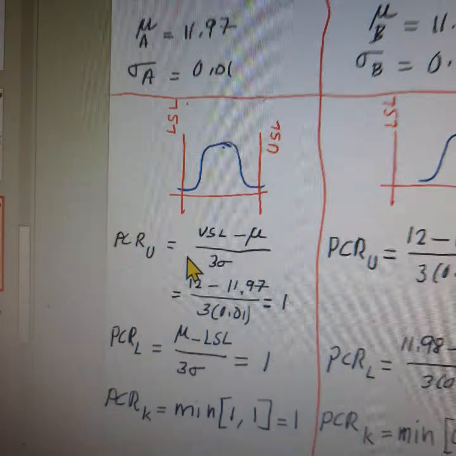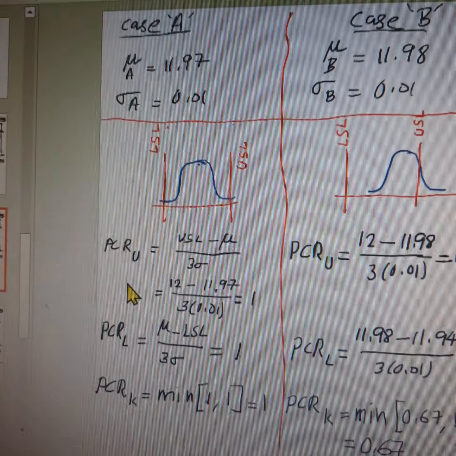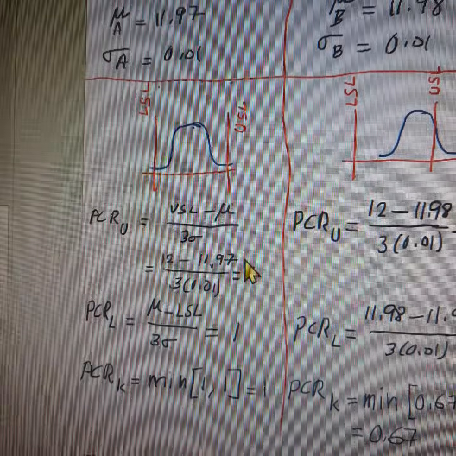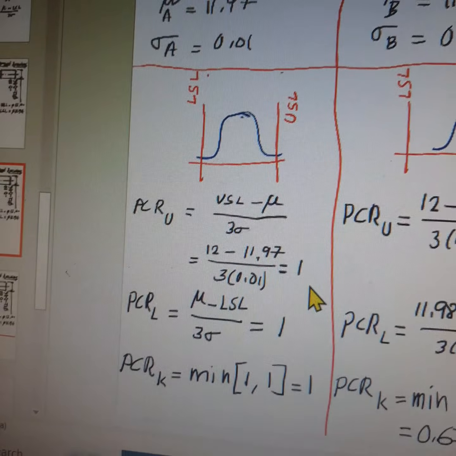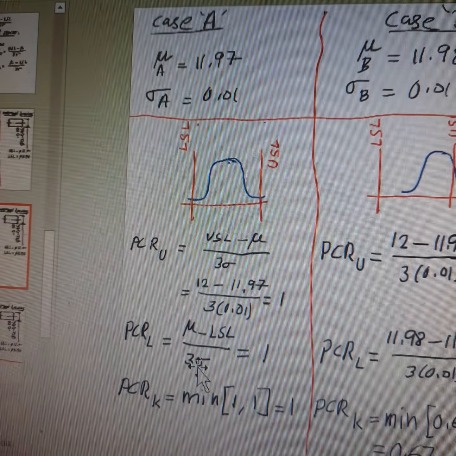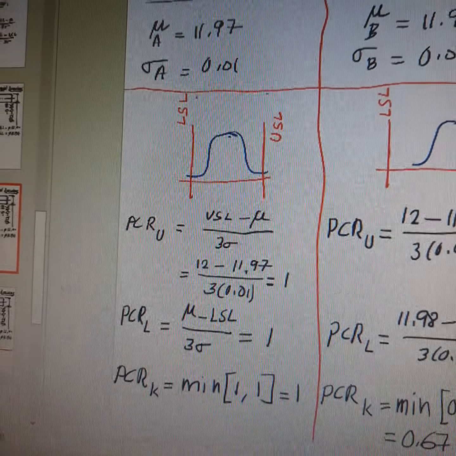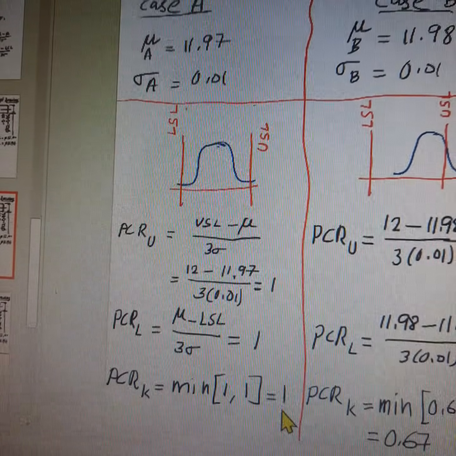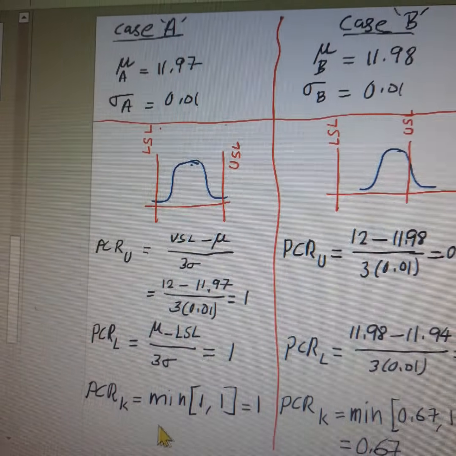For PCRK, for case A, first we have to find the PCR upper. So PCR upper for case A is USL minus mu by 3 sigma. So it comes to 1. PCR lower for case A is mu minus LSL by 3 sigma, which is also equal to 1. So the PCRK is the minimum of PCR upper and PCR lower. Both are 1, so the minimum value is 1. So PCRK for case A is 1.